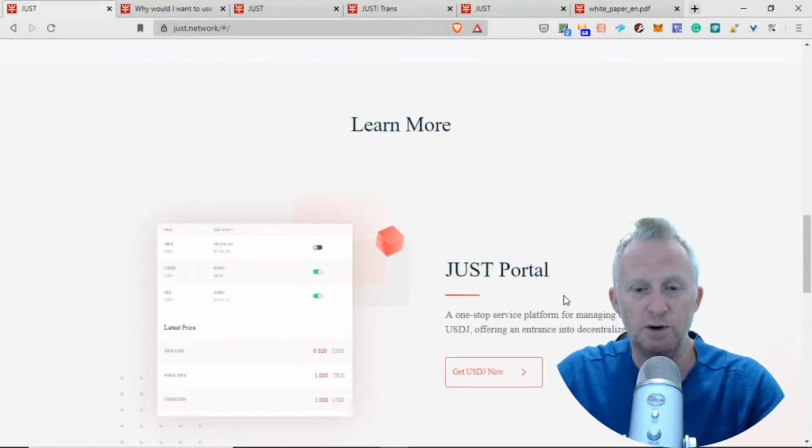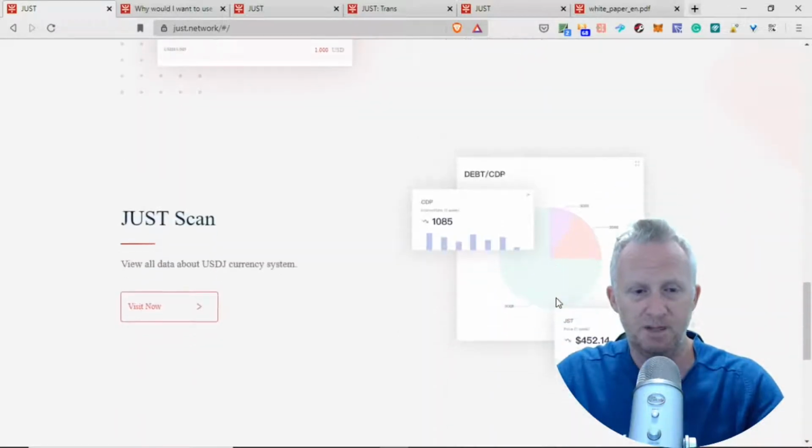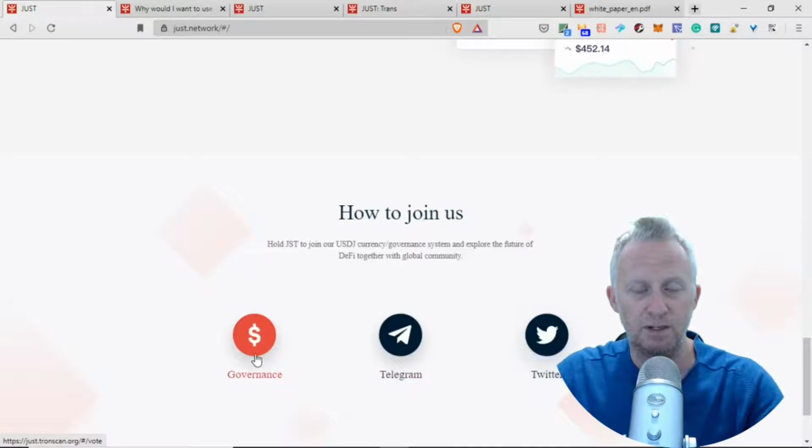Learn more. Just Portal, a one-stop services platform for managing CDP and USDG, offering an entrance into decentralized finance. Just Scan: view all data about the USDG currency system. How to join: you can participate in the governance, Telegram, and Twitter.